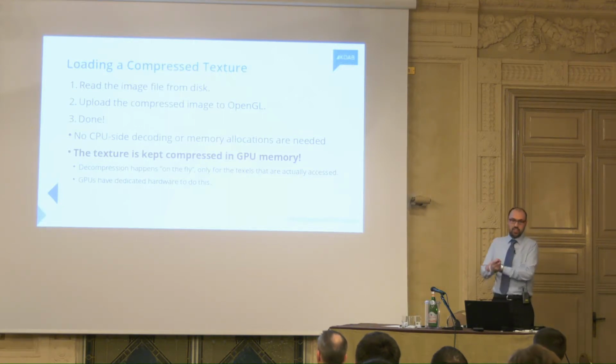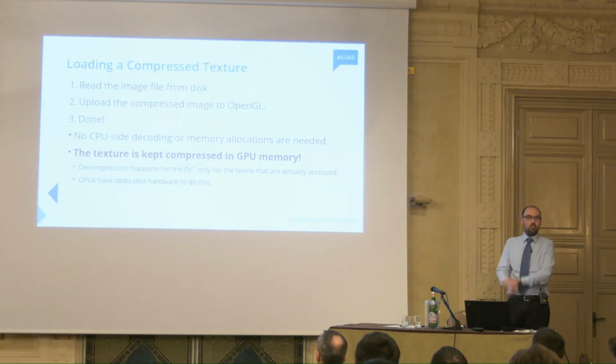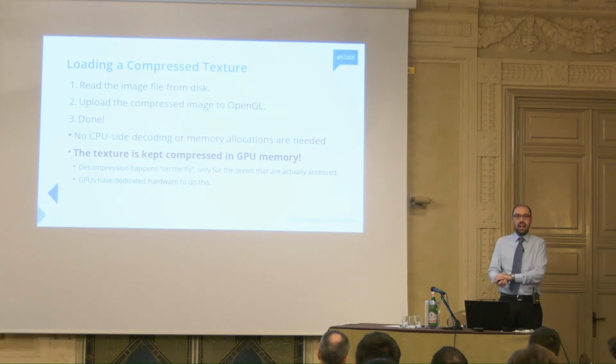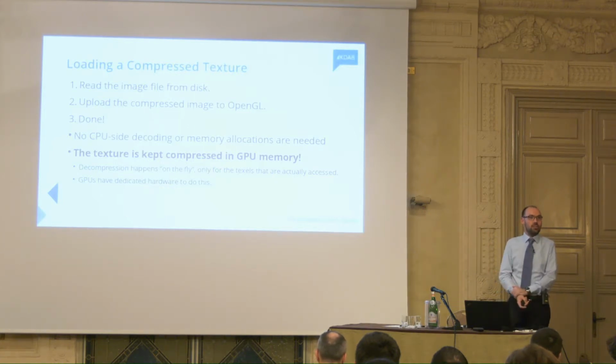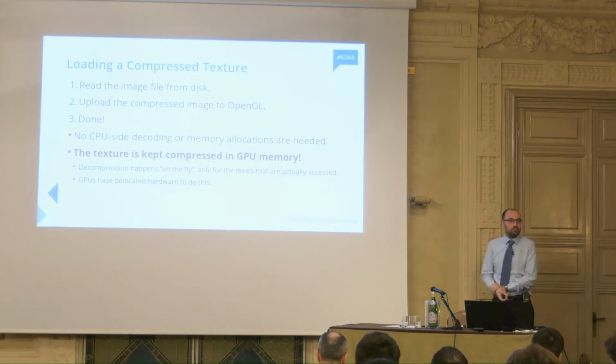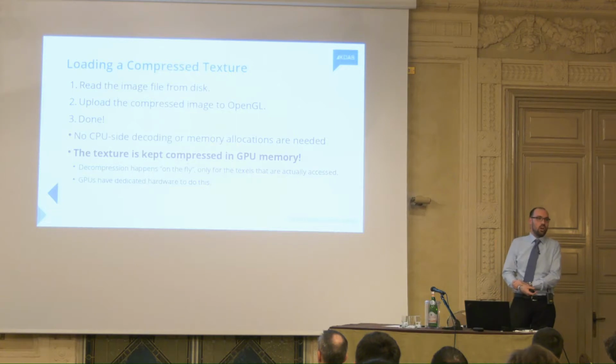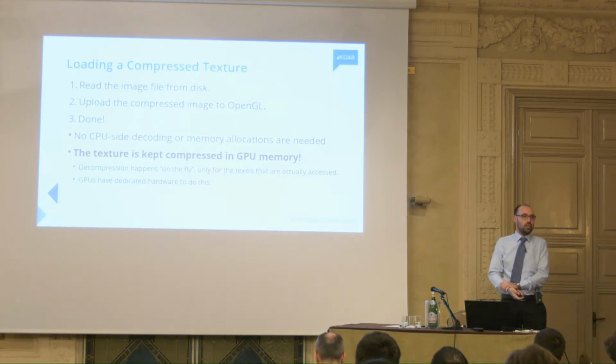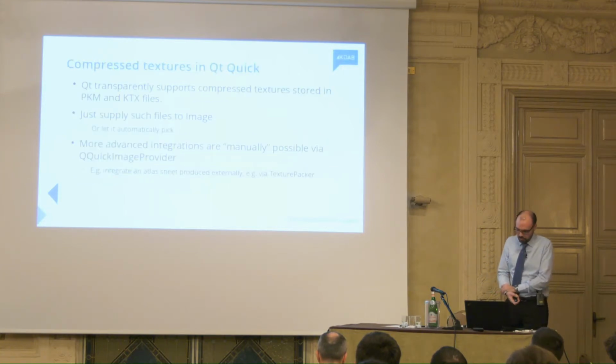All I need to do is read the image from disk, upload the image to OpenGL. I don't do anything at all. Actually, I don't even need to read the file. I can just memory map it and then tell OpenGL, please upload that, and done. The image stays compressed on the GPU and gets decoded on the fly only when accessed. Okay? So this gives me a huge benefit in terms of memory consumption.